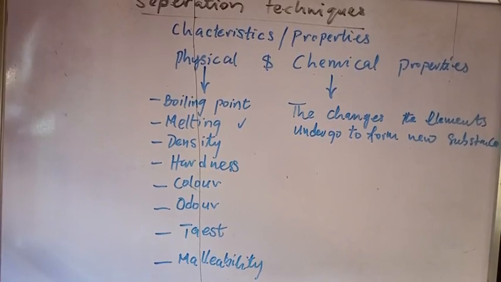Now, these minerals that occur naturally, they do not occur in pure form. Sodium does not occur in nature in pure form. Magnesium does not occur in nature in pure form. And that was what gave birth to the techniques of separating mixtures.